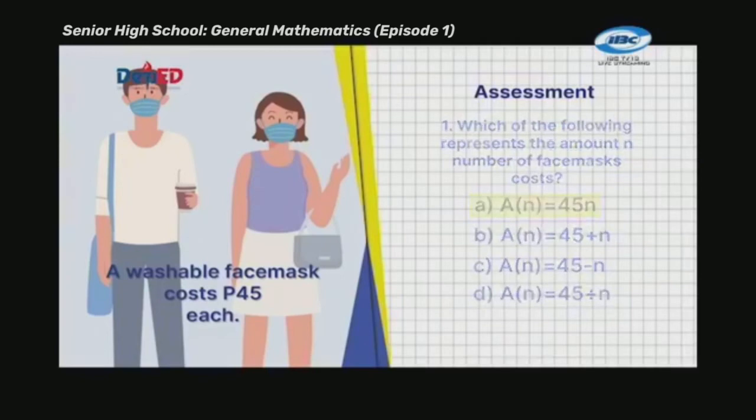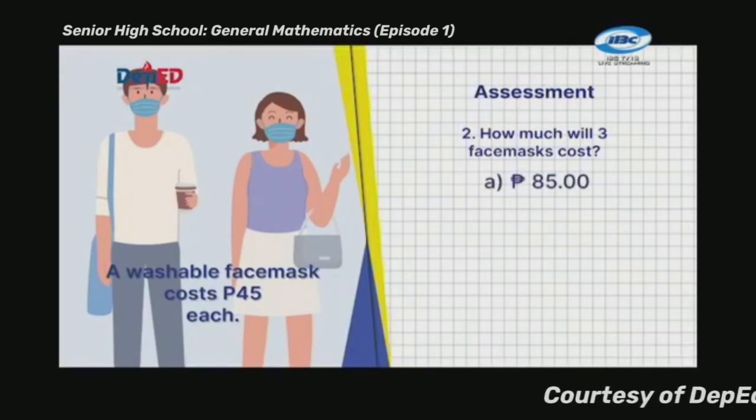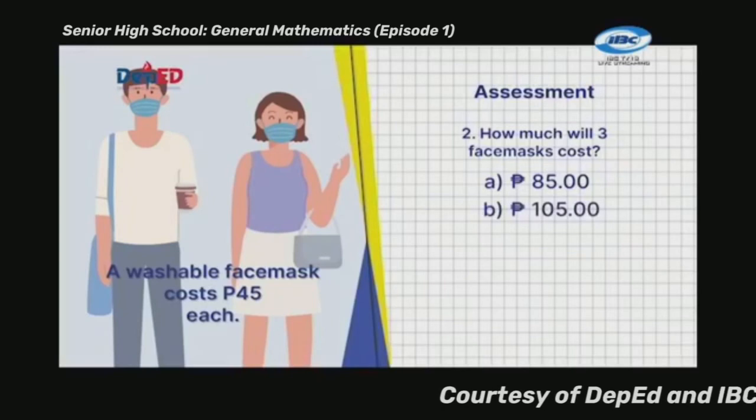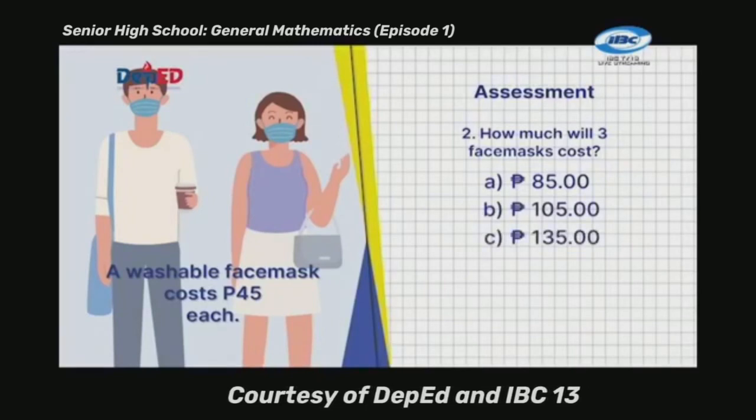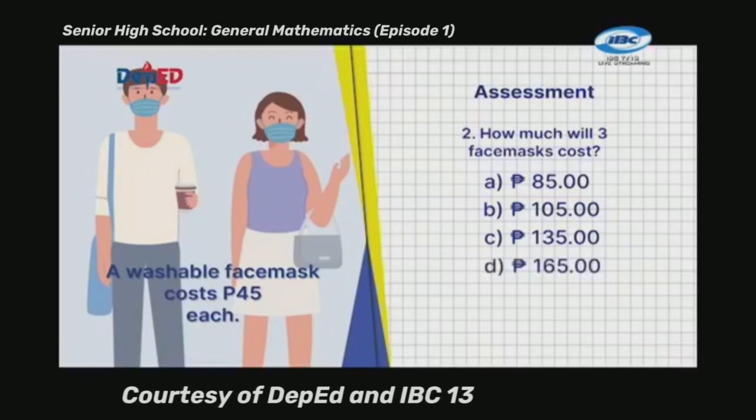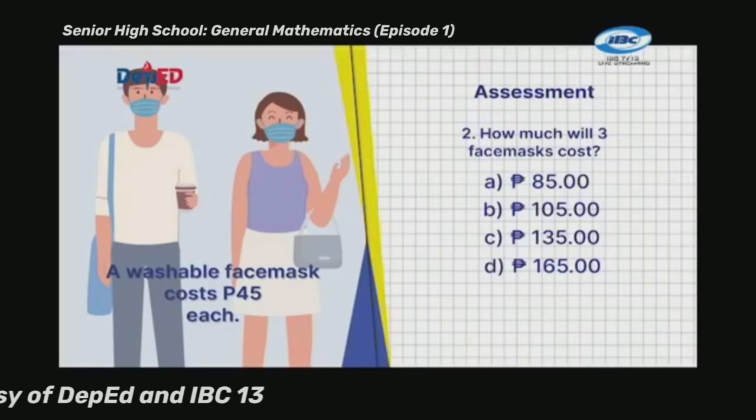Let us try number 2. How much will 3 face masks cost? A. 85 pesos. B. 105 pesos. C. 135 pesos. Or letter D. 165 pesos. Answer is letter C. 135 pesos.